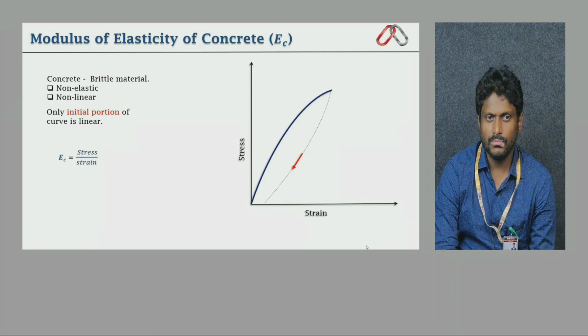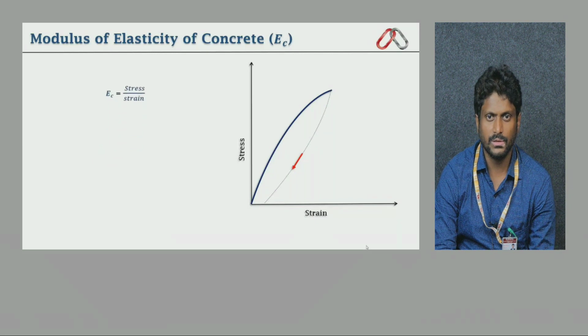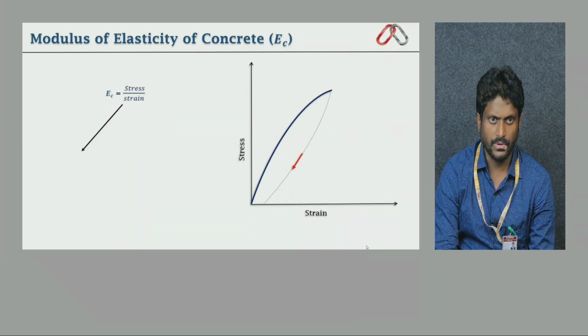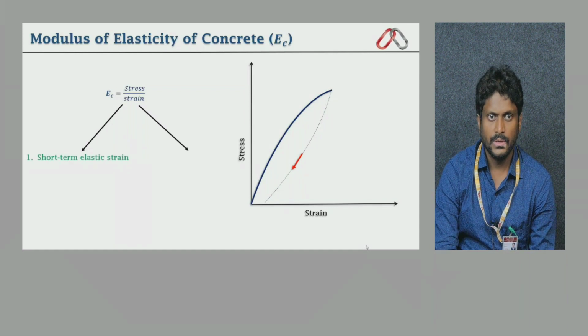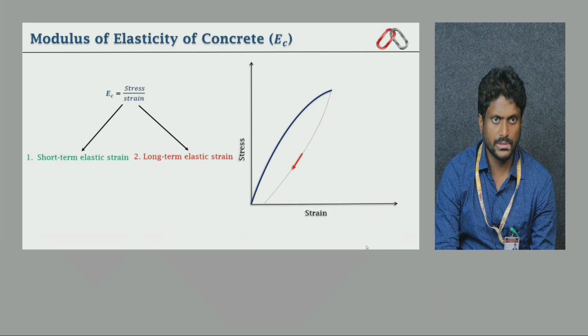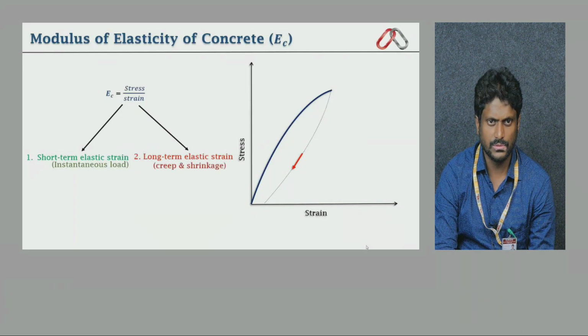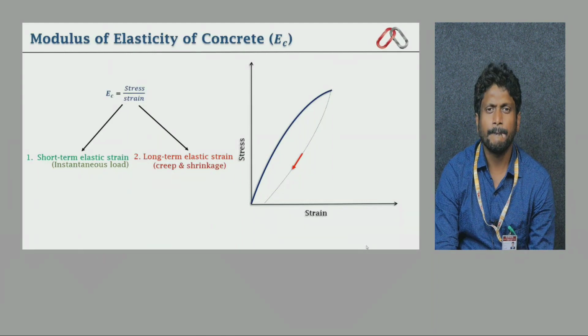So what is meant by Ec? The slope of the stress strain curve is nothing but the Young's modulus of that particular concrete stress strain curve. So stress by strain is nothing but the Young's modulus. But here strains are of two types. One is short term elastic strain, the other is long term elastic strain. Of course, short term is the instantaneous load, so it will happen due to instantaneous load, whereas long term happens due to creep and shrinkage.